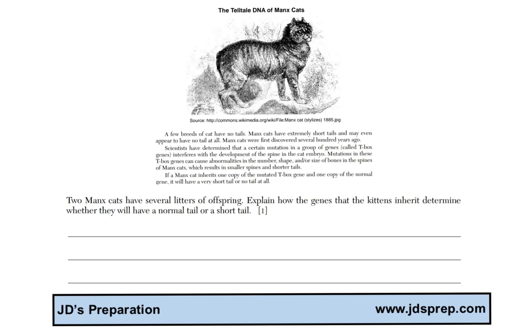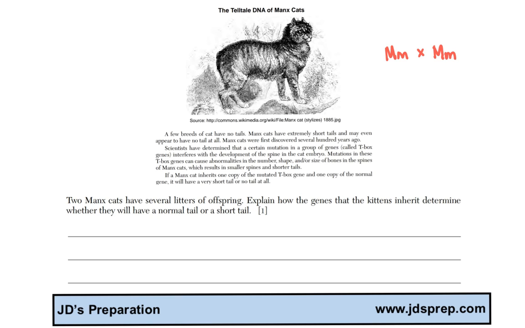Before we begin to answer this, let's look at the genotypes of the parents. If they are Manx cats, we know that they inherit one copy of the mutated T-box gene and one copy of the normal gene. So we'll represent the normal gene as capital M and the mutated gene as little m, since generally a mutation is the recessive trait. And since the parents are both Manx, they will both be big M, little m.